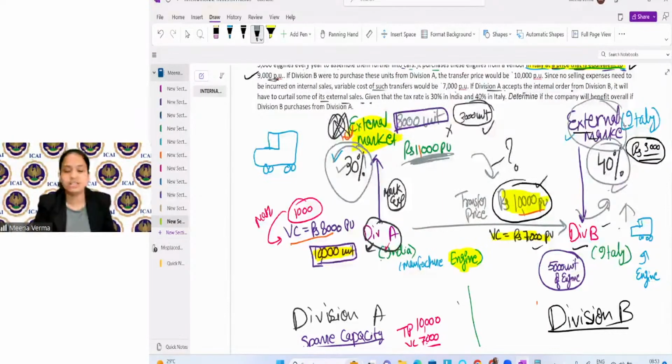And why the benefit is coming? Because of the tax rate. Because the tax rate in both the countries is different. For that reason, there is net benefit for the overall company.